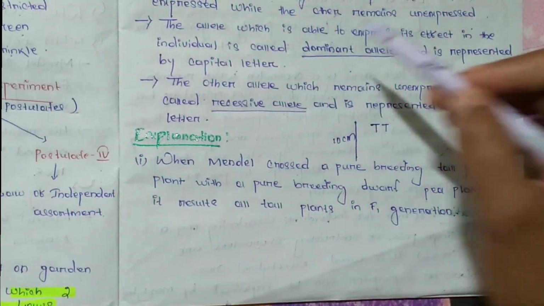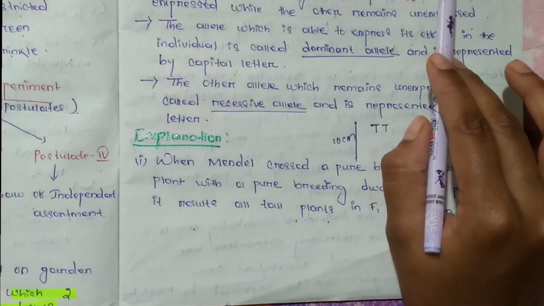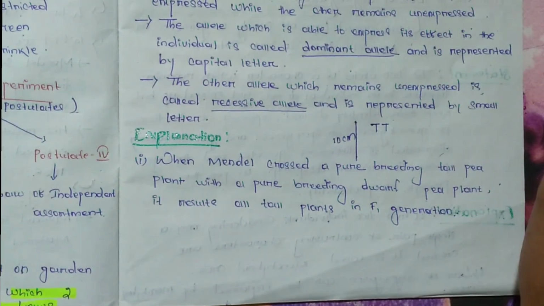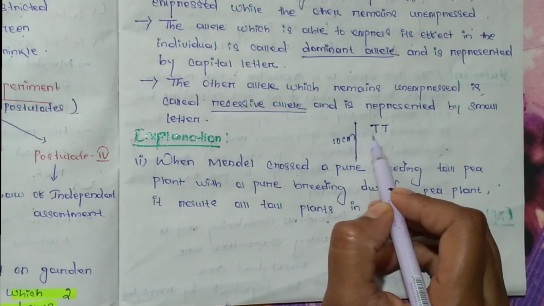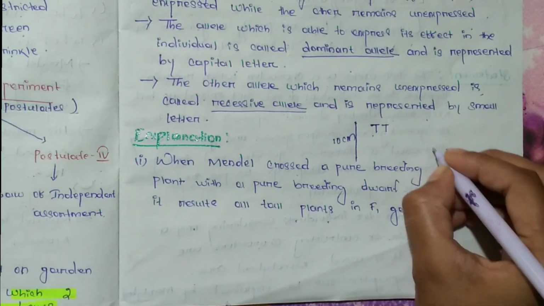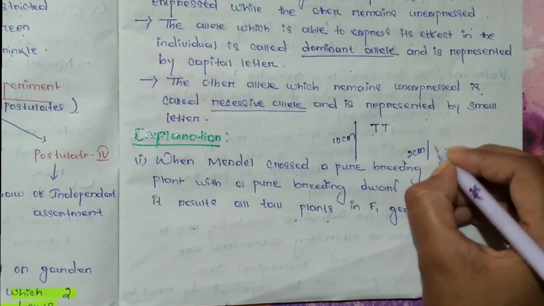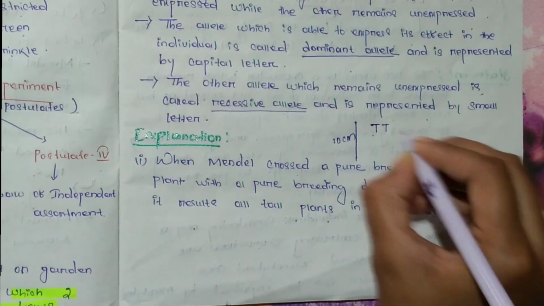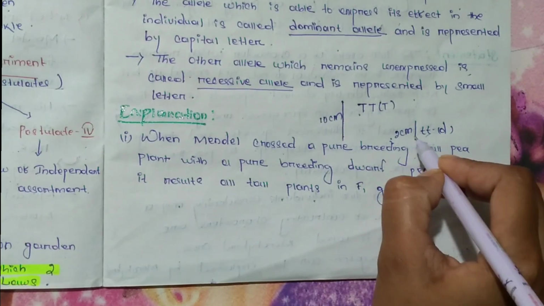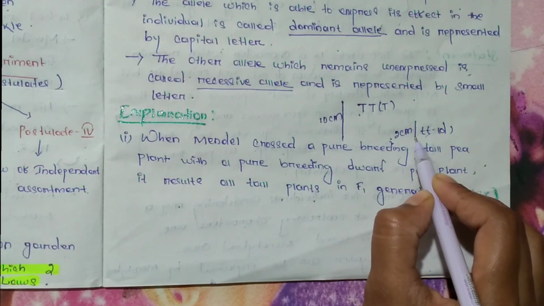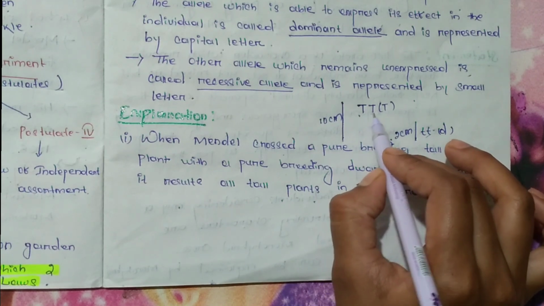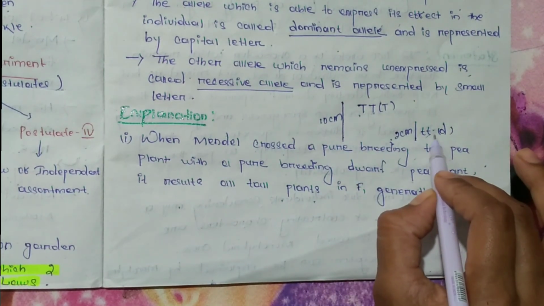Here Gregor Mendel showed some symbols for the alleles of a given character. He gave a capital letter for tall and a small letter for dwarf. The dwarf pea plant is 2 centimeters, small t. This is dwarf, this is tall. These symbols are known as genotypes. What are genotypes? A genotype is the genetic expression of a character in terms of alleles written in symbols. For example, pure breeding tall was given as capital T, and pure breeding dwarf was given as small t.